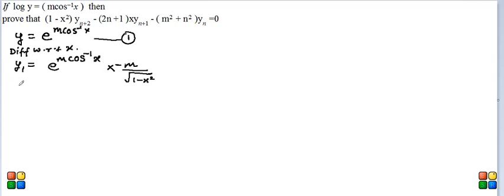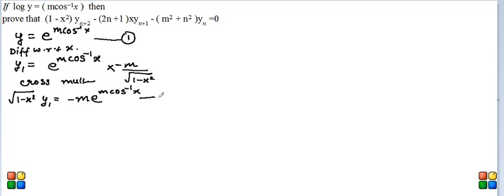So now cross multiplying, 1 minus x square y1 is equal to minus m e raised to m cos inverse x. Now, so this is now equation number 2, in which there is a y1. Equation 1 is alone always with respect to y.